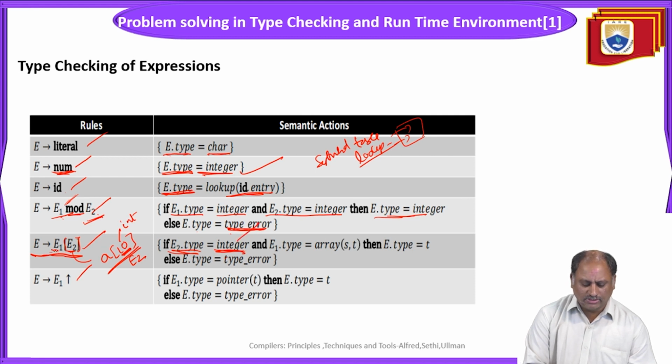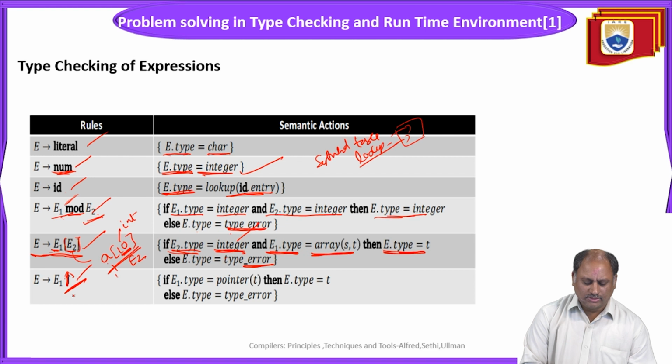Then the second one is E1. What is the type of E1? Here E1 means the array. So A means array type. What is the type of this one? It is an array type. Now this array type and integer type can correspondingly give finally E dot type, which matches the corresponding T, else errors are to be raised. And the third one is pointer type, E1 arrow pointer.